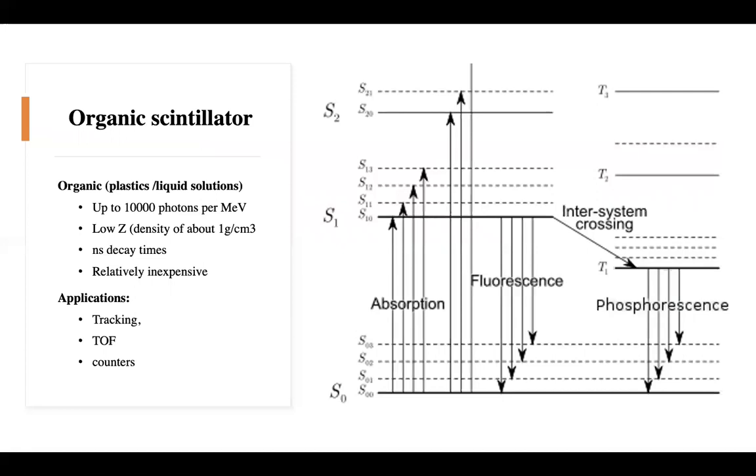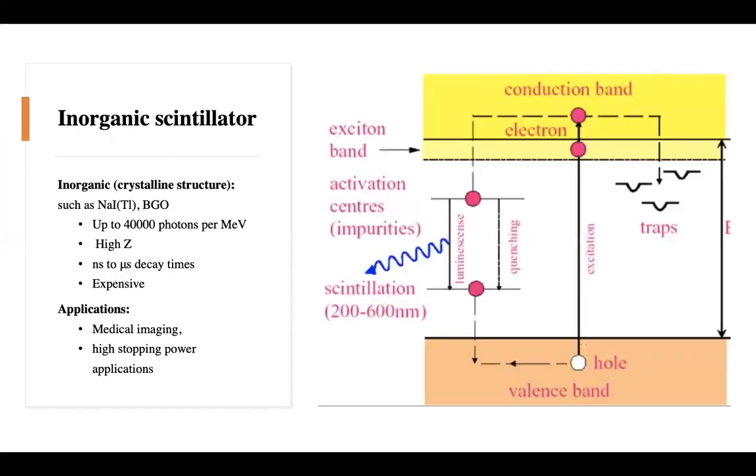Organic scintillators, like plastic detectors, have low Z. They are not good for high stopping power or high energy. They can be used just for low-energy gamma, or for neutrons because of the low Z. The decay time is in nanoseconds, and they are relatively inexpensive. They can be used as a counter or for tracking.